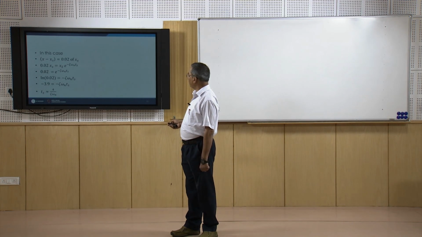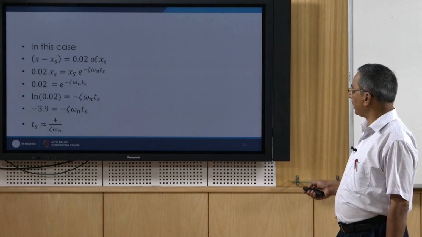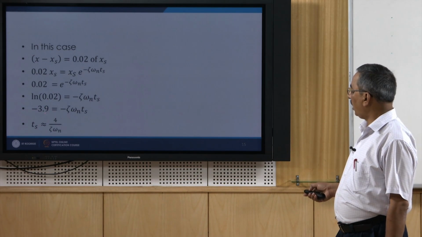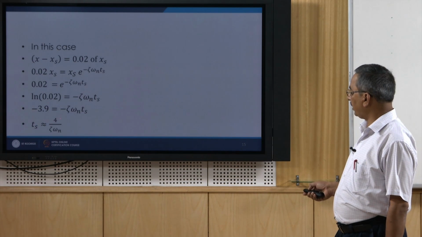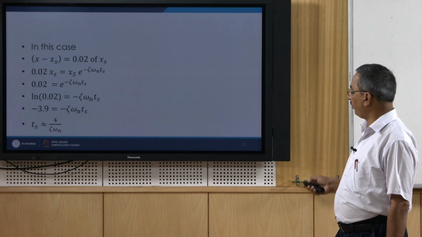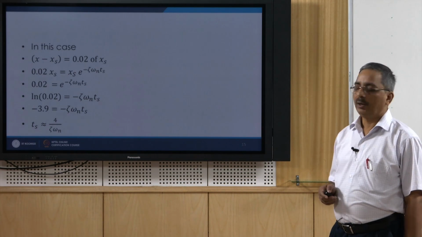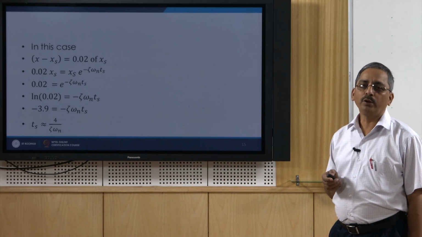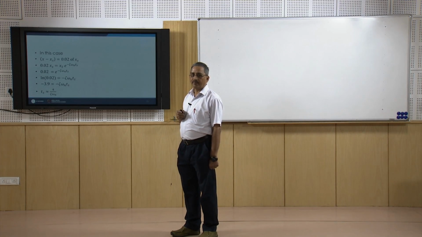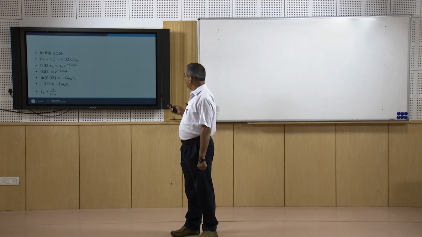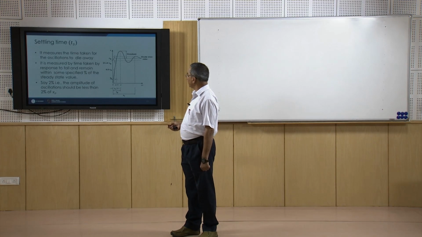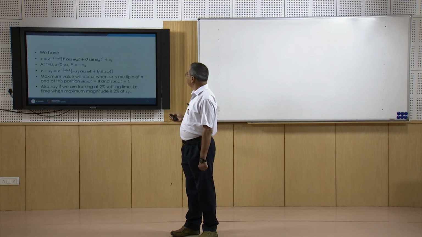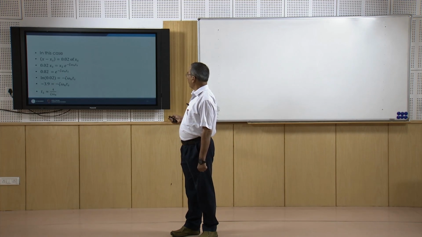And when I take the log of both sides, this is what I get, or I can round it off, and this Ts I get as 4 by eta omega n. So, this is my settling time corresponding to 2% of the value, that is the 2% of the amplitude of the oscillations, with respect to the steady state value.